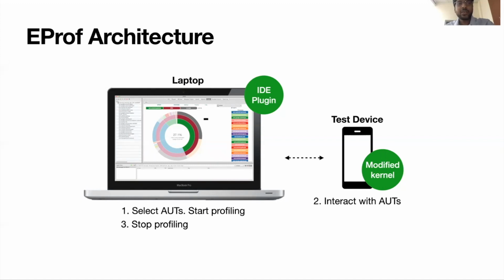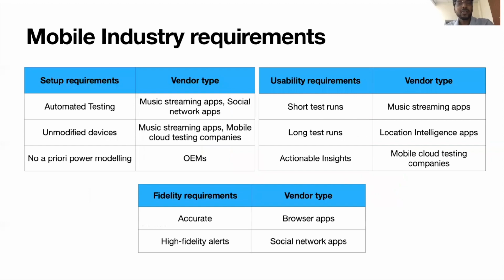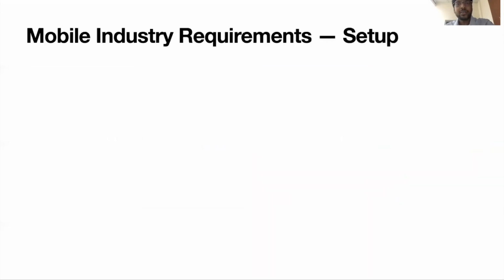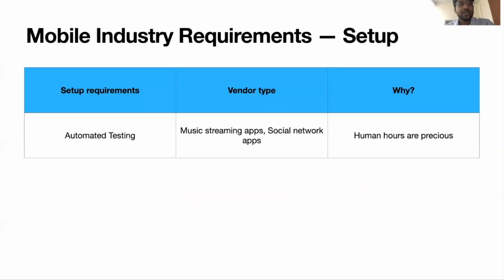Next, we demoed eProf to different players in the mobile industry, and we learned of 8 major requirements from the mobile industry under 3 categories. Let's look at these requirements in more detail. So the first set of requirements were related to the setup of the tool. The first requirement was about automated testing. The industry told us that actually human hours are very precious in industry, and because eProf required manual testing, it did not work for them.